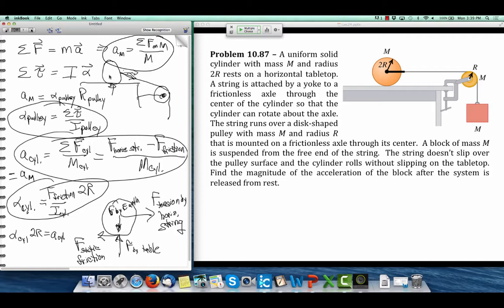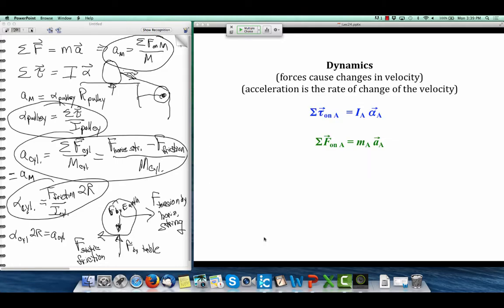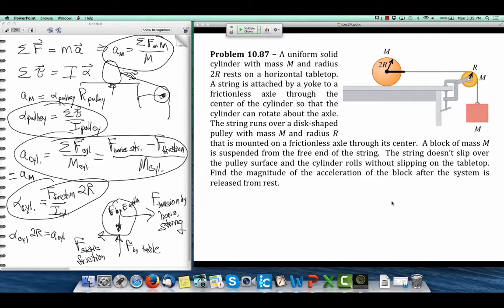Any other questions about what's going on here? The main idea: look at the motion, the various kinds of motion you've got, and apply one of these equations every time you have a motion of some object that's either translational or rotational. Basically that's the plan for something like this.